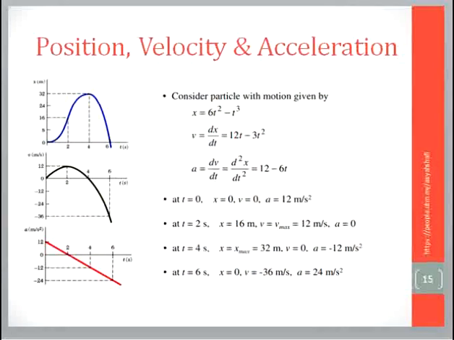For example, you have the equation of position is 6t squared minus t to the power of 3, and then v is dx/dt, so you will have 12t minus 3t squared, and a is 12 minus 6t. So when at t equals 0, you will have this. Just put the value of t inside the equation. So this is the example.